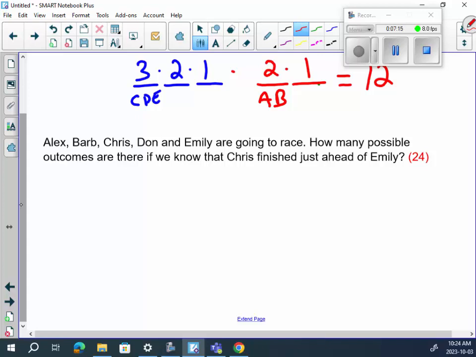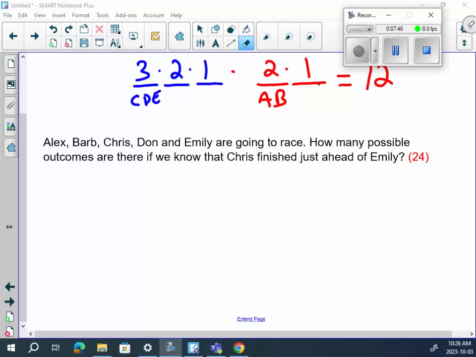So we know that Chris finished ahead of Emily. That's all we do know. So kind of looking at this one, there are still, not 6, there are still 5 spots available to us. We can sort of think of it maybe most easily as looking at this last problem.